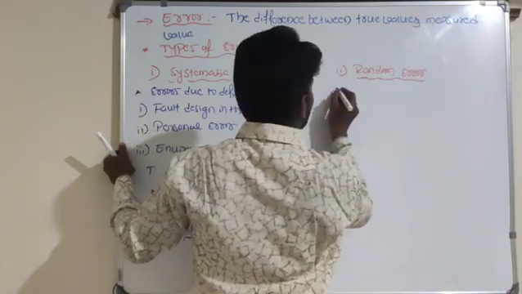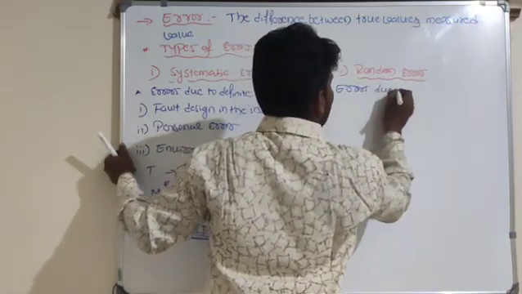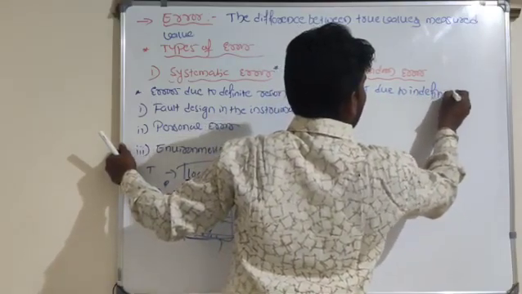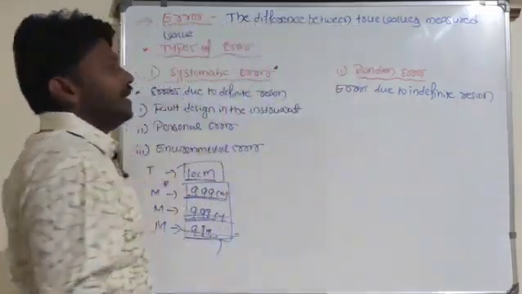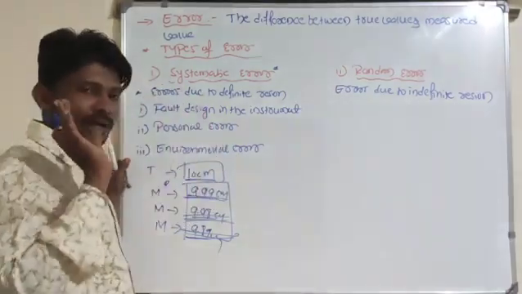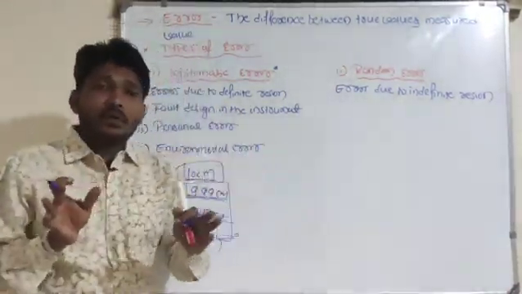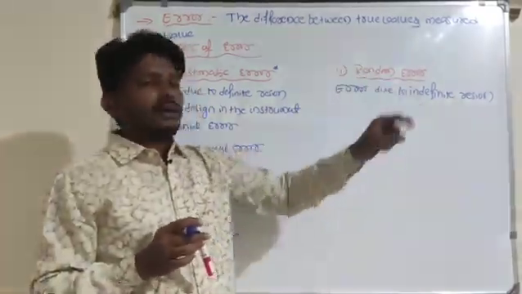So, errors due to indefinite reasons. Errors due to indefinite reason. Such kind of error we will name as random errors. So look at here, the errors are due to indefinite reason. I don't know what the reason for the errors is here. So such errors I will take as random errors.